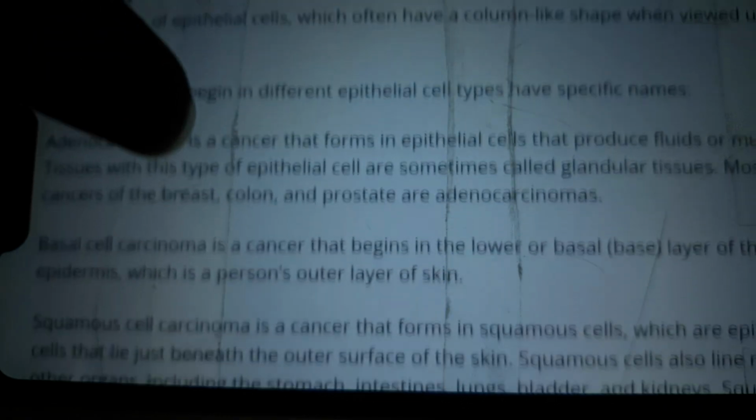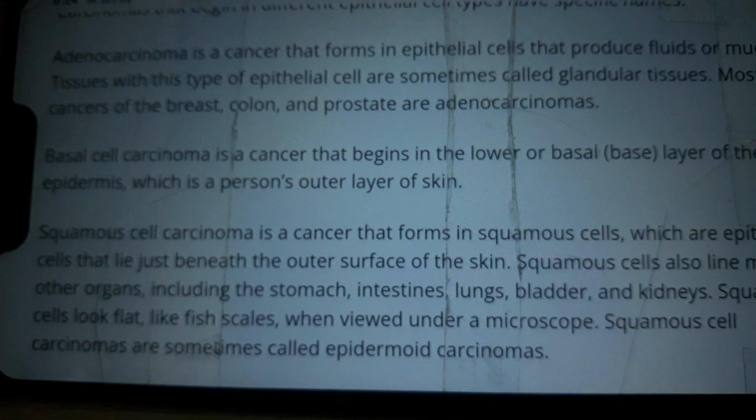And basal cell carcinoma is a cancer that begins in the lower basal or base layer of the epidermis, which is a person's outer layer of skin.